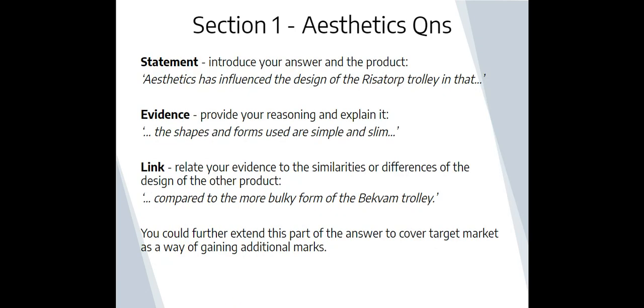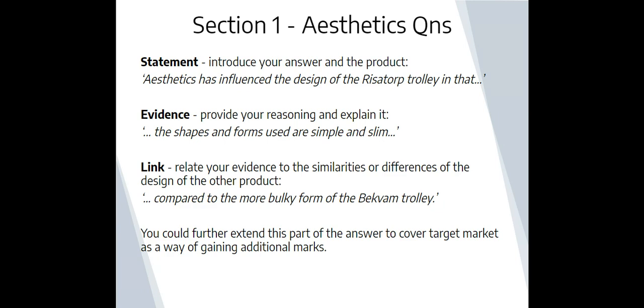So using that statement, evidence, link structure, firstly, you're going to want to introduce your answer and the product. So we're talking about aesthetics here. So aesthetics has influenced the design of the Risatorp trolley, in that you're mentioning the product and what you're talking about here. Then you're going to give your evidence and provide your reasoning and explain it. So the shapes and forms used are simple and slim. You're then going to link it.